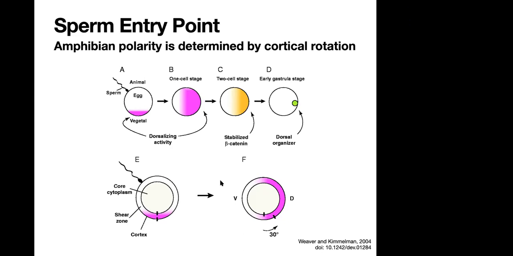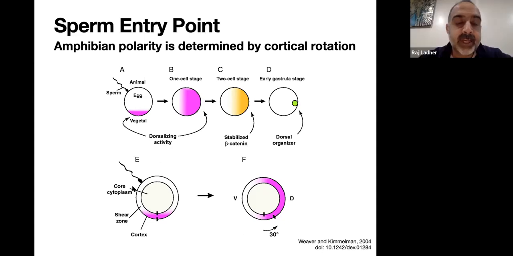So you're right. The sperm entry is determining the point opposite the sperm entry point, which is usually the dorsal side of the amphibian embryo. And the way this happens is that when the sperm enters the egg, you have a cortical rotation in the amphibian embryo. And so various components are brought into a new juxtaposition on the dorsal side of the embryo. This is essentially stabilized beta-catenin, and we'll look at this in the next few slides.